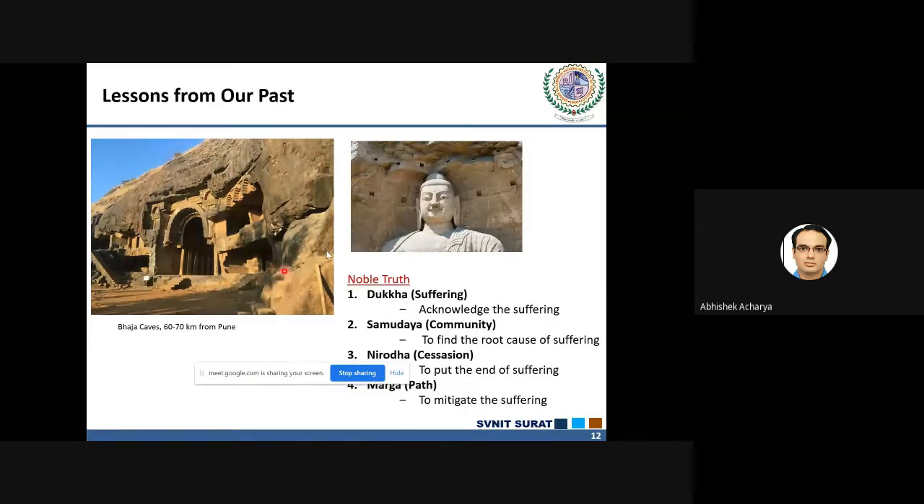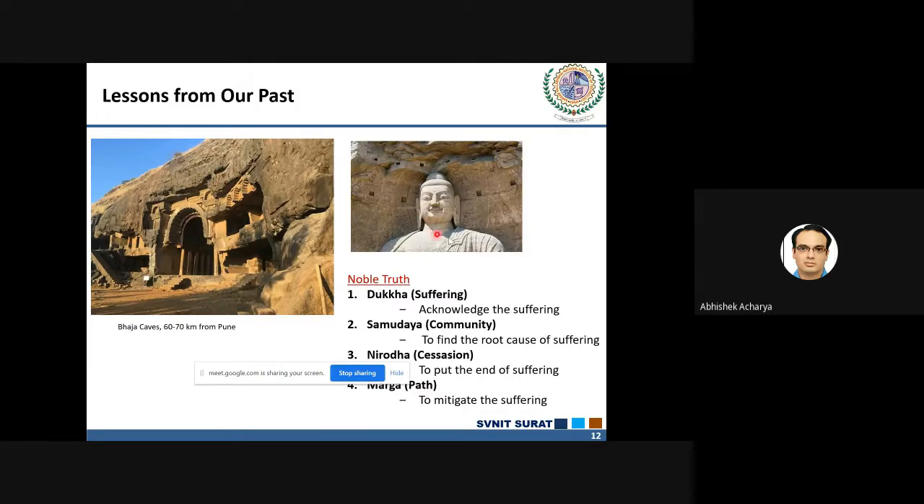So let me tell you what the importance of this particular cave was. In these caves, separate rooms were there for different monks, and monks used to go there, pray and meditate, and then return back to their homes. So this was such a holy place where a lot of monks visited, meditated and were enlightened. I have taken this image from Google itself.